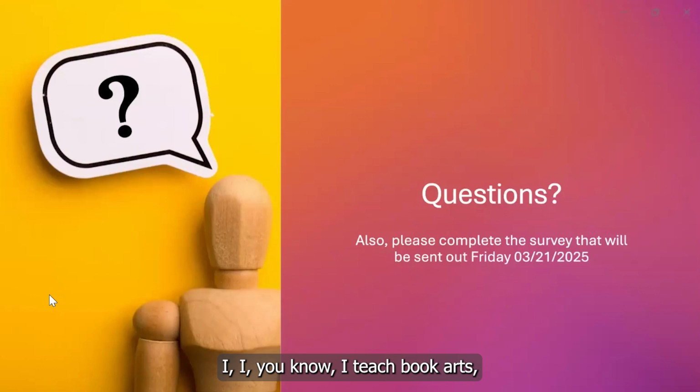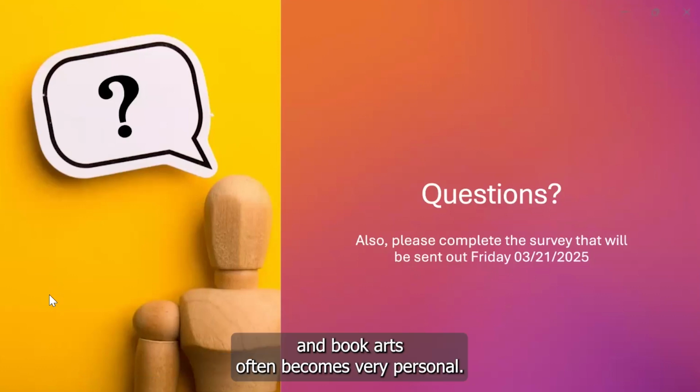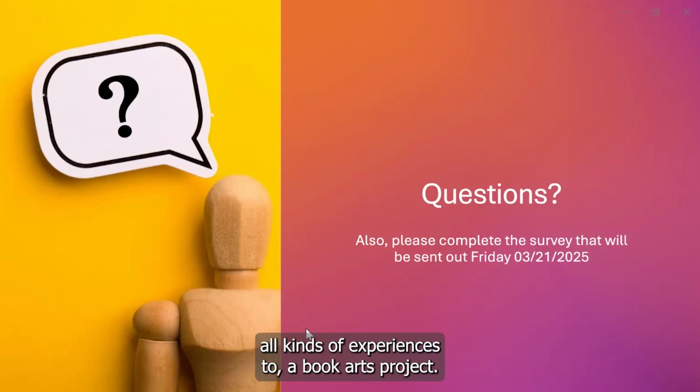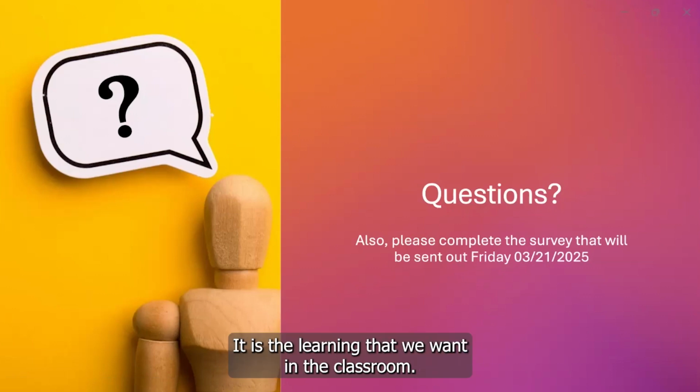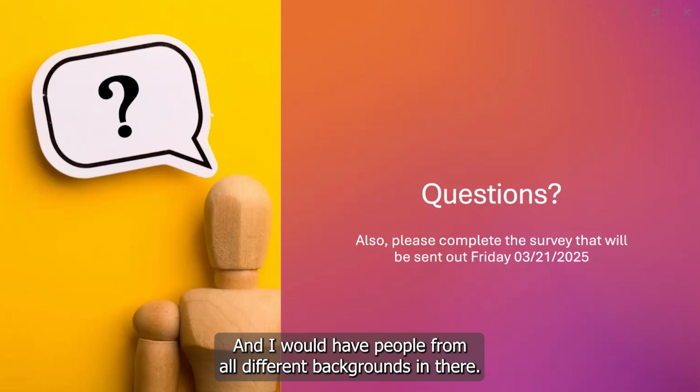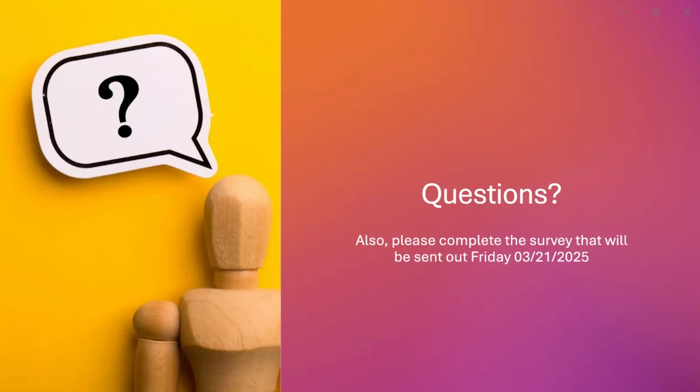I teach book arts, and book arts often becomes very personal. People bring all kinds of experiences to a book arts project. That's the nature of it. So I'm just wondering, as a teacher, where I've had those, it's not a situation, it is the learning that we want in the classroom. And I would have people from all different backgrounds in there.